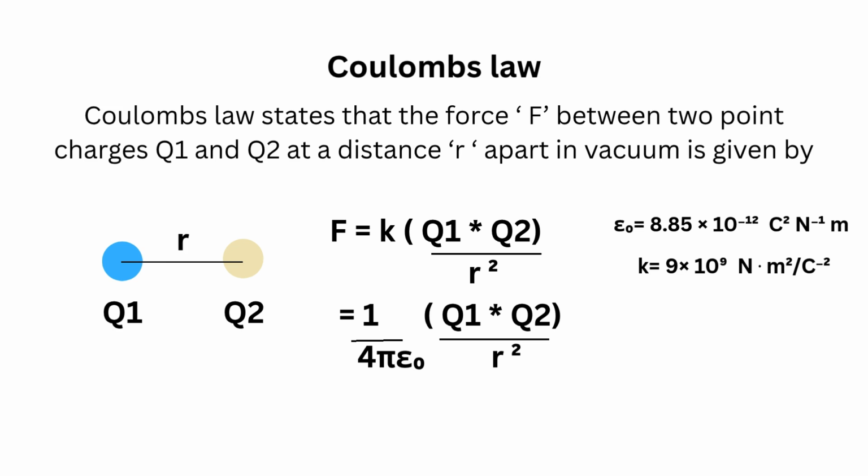Coulomb's law states that the force between two point charges Q1 and Q2 at a distance r apart in vacuum is given by force equals K into Q1 Q2 by r squared. The value of K is 1 by 4 pi epsilon 0.